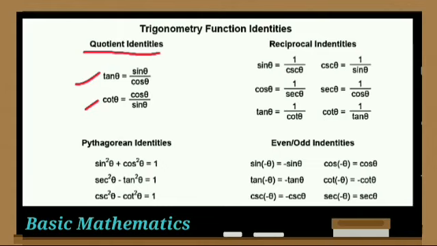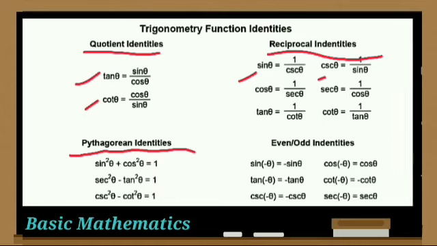The next identity is reciprocal identities. What are the reciprocal identities? Sin theta equals 1 upon cosec theta, cosec theta equals 1 upon sin theta. These terms we have discussed earlier, and we move next to the Pythagorean identities. What are the Pythagorean identities? You know the Pythagoras theorem. What is the Pythagoras theorem? a square plus b square equals c square, where a is the base, b is the perpendicular, and c is the hypotenuse. In the same way you can put these values and find the trigonometric functions.